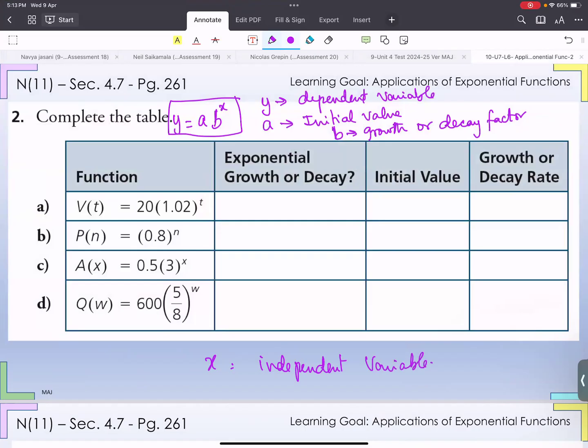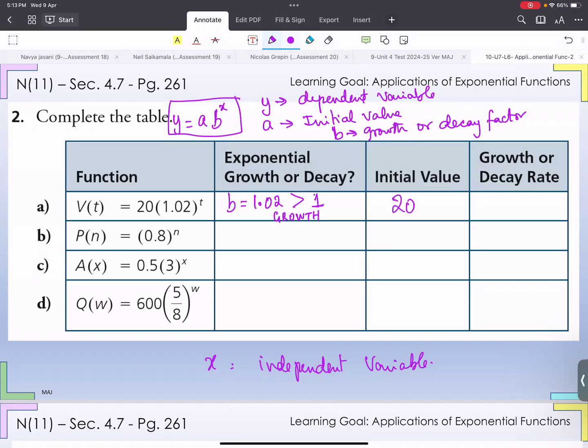So, is this an exponential growth or decay? Your a value is 20, the b value is 1.02, and b is bigger than 1. If b is bigger than 1, it has to be an exponential growth. The initial value is the a value, which is 20.